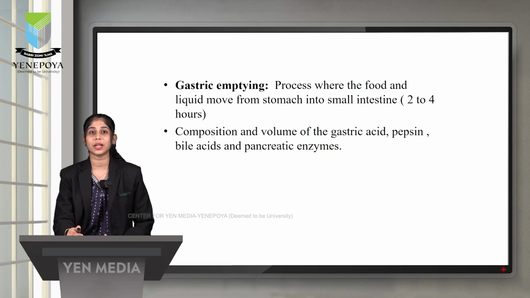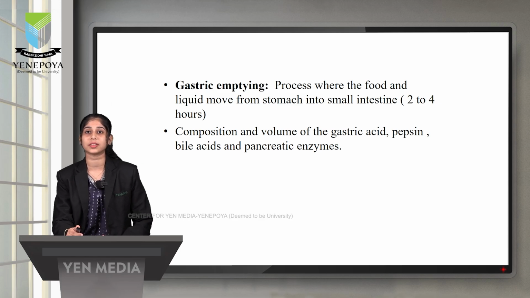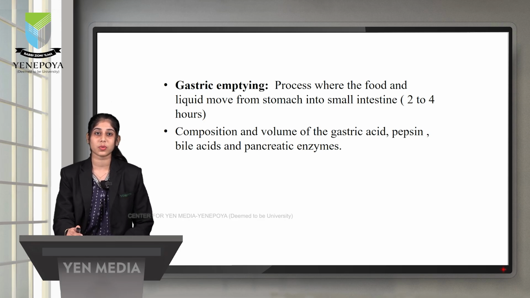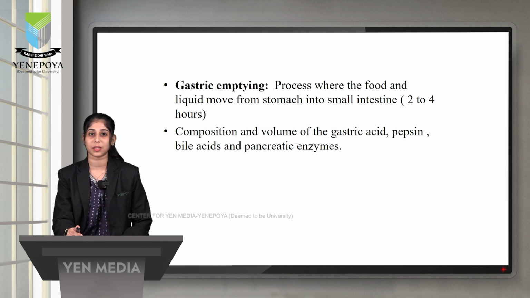Next we have gastric emptying. It is a process where food or liquid moves from the stomach into the small intestine. The average duration of gastric emptying is between 2 to 4 hours. We have composition and volume of gastric acid as well as pepsin. Pepsin is a digestive enzyme which breaks down protein into peptides. We have bile acid as well as pancreatic enzymes, that is trypsin.